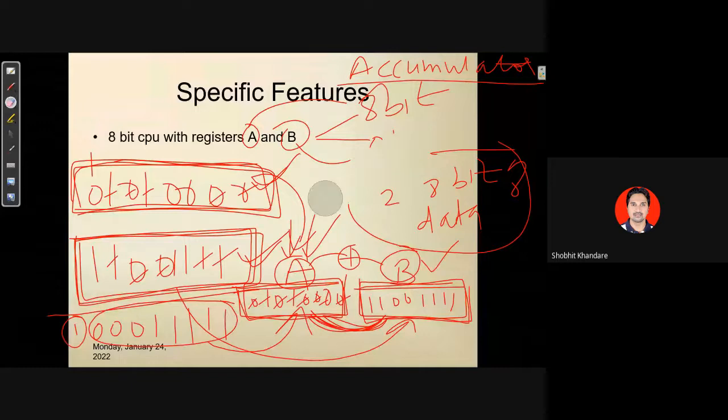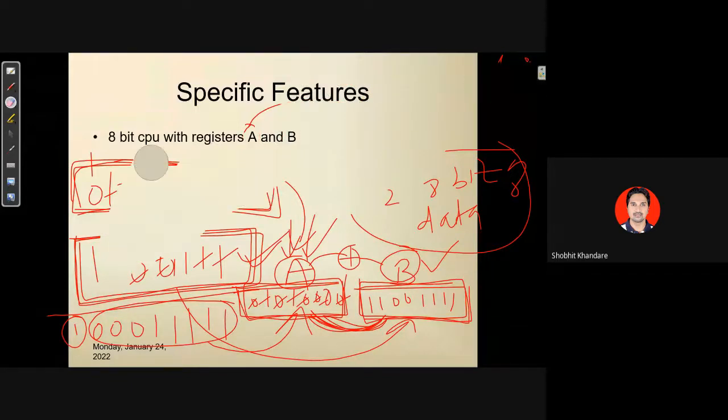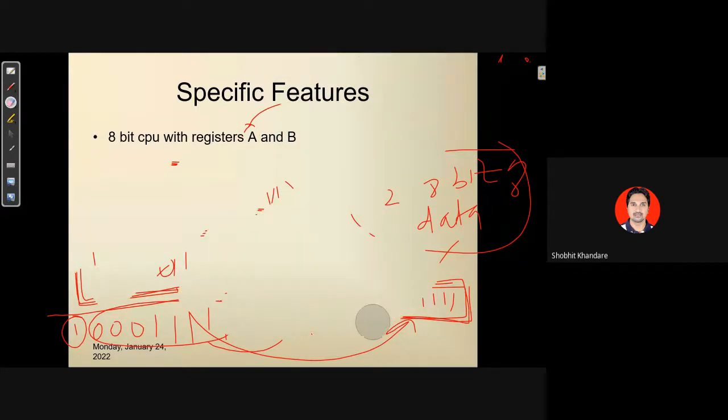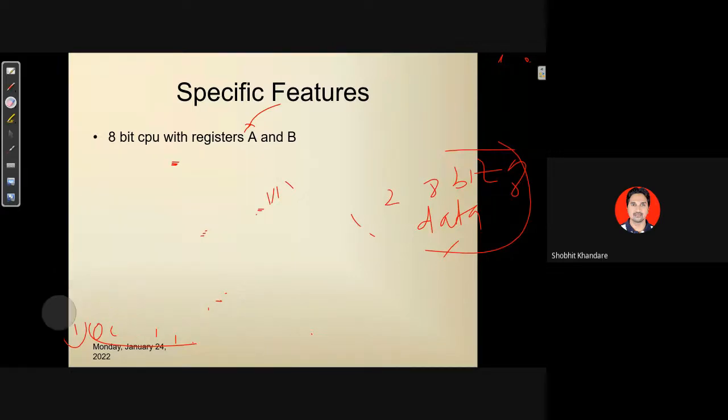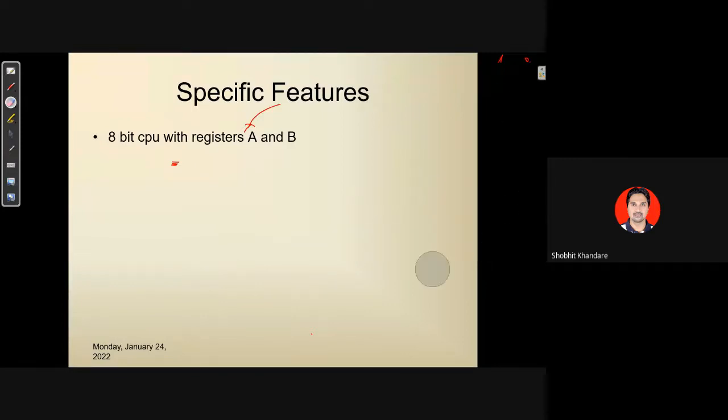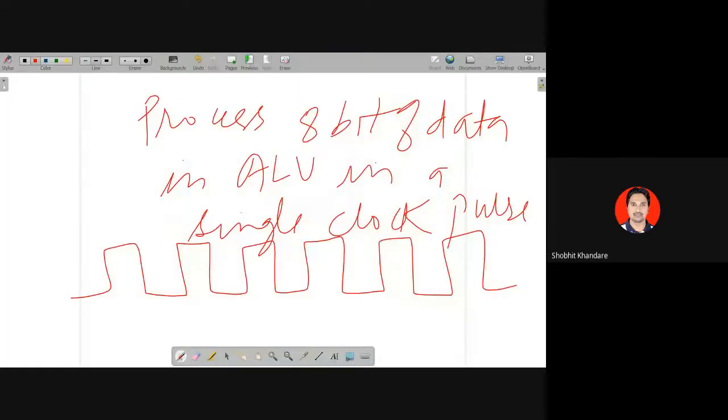Any question so far? If you have not understood, I will be happy to explain once again. No problem. But have you understood the concept of the 8-bit CPU with registers A and B? The size of register A is 8-bit, and the size of register B is also 8-bit. Is it clear? Yes, sir. Okay.